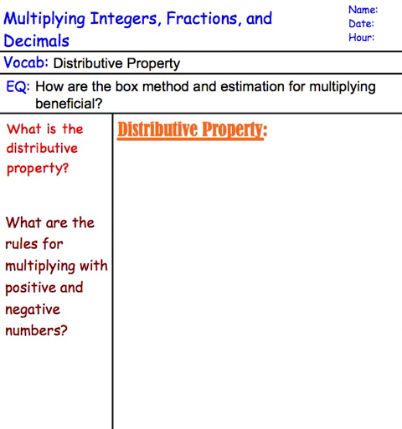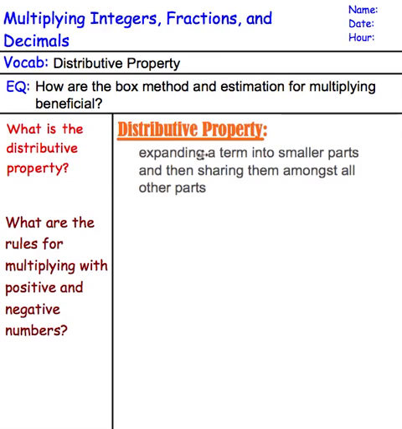So one of the things we're going to talk about today is the box method and estimation, but we're going to use those in combination with the distributive property. Our distributive property definition is when we expand a term into smaller parts and then we share them amongst all other parts. I did this with some of you two weeks ago, when we were talking about getting things combined together when they started to look a little bigger with our GCF and LCM, so we wouldn't have to use a calculator necessarily. So we're going to use that today.